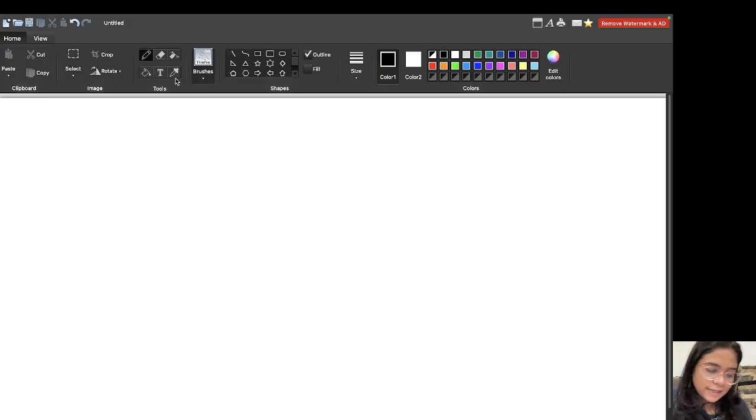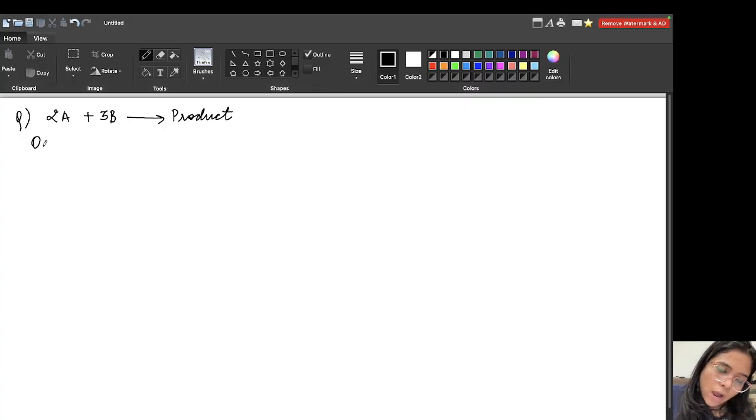Okay, the question tells us 2A plus 3B gives the product. And they are telling us the order of reaction with respect to A is 2 and with respect to B is minus 1.